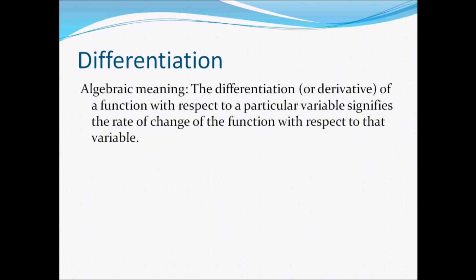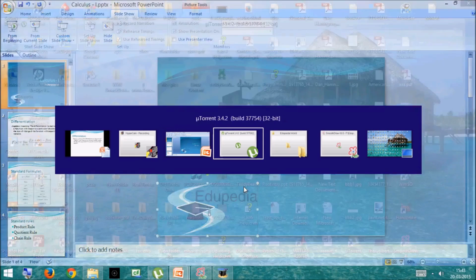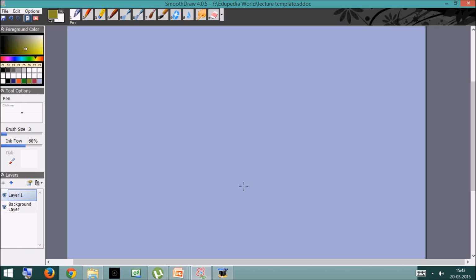Algebraically, the differentiation, also called the derivative of a function with respect to a particular variable, that's always how we calculate it, by the way, the derivative of a function with respect to a variable, signifies the rate of change of the function with respect to that variable. So if the function varies very rapidly, then the derivative would be quite high. But if the function doesn't change at all, then the derivative would be very low. So let's see what that means in a little bit more detail.